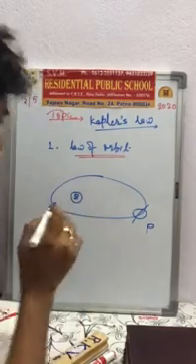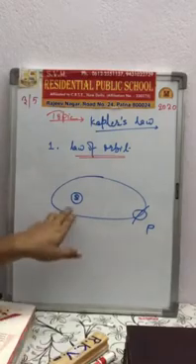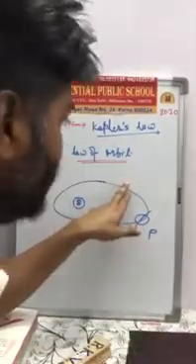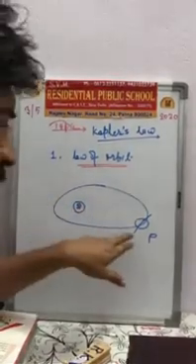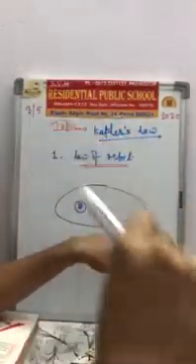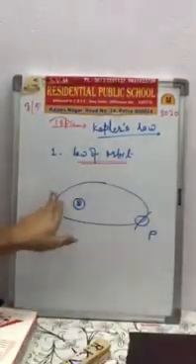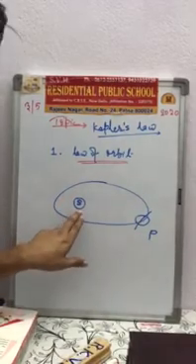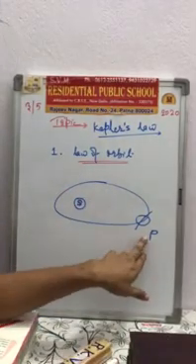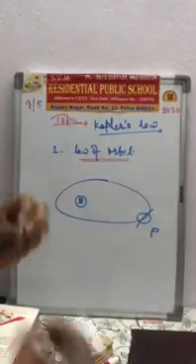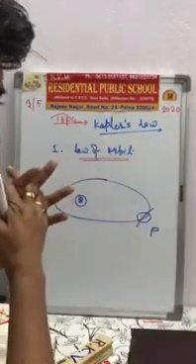So according to Kepler's first law, every planet moves around the sun in an elliptical orbit, and the sun is situated at one of its foci. This is the orbit, the elliptical path, the sun is at one of its foci, and P is the planet moving around its elliptical path. Then what is the conclusion of this law?